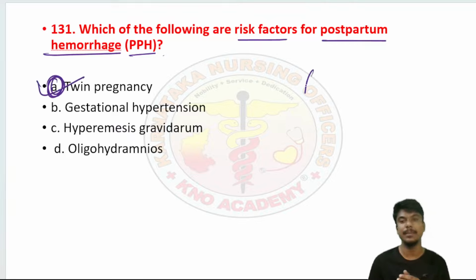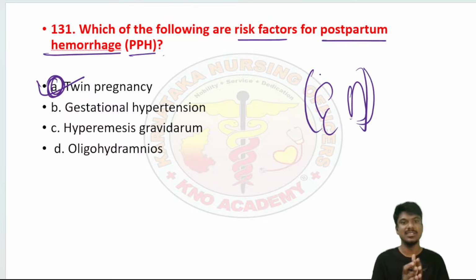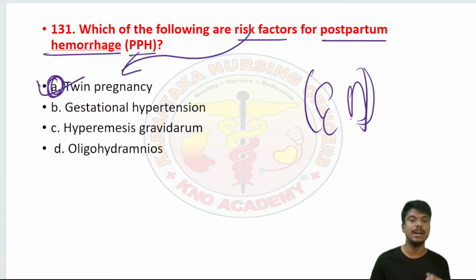Twin pregnancy: what will happen if there are two fetuses? Two fetuses present in the uterine cavity cause a more stretched uterus. A more stretched uterus means there is a greater chance of atony, meaning a loss of tonicity of the uterus. That clearly predisposes the female to postpartum hemorrhage. So twin pregnancy is the highest risk for postpartum hemorrhage. Option number A is the right answer.